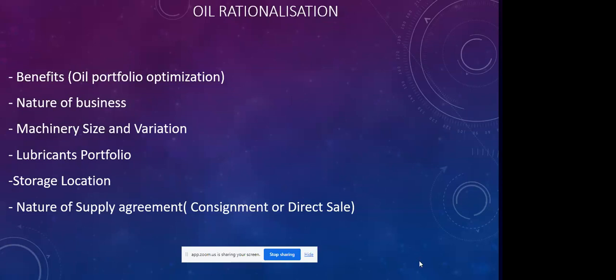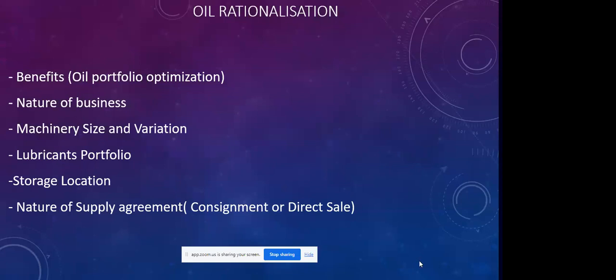If you are not doing rationalization, then what it means is that you are likely to be dealing with different suppliers for different specifications. Issues of storage space will also become a problem. If you are not doing rationalization, then there's also a high possibility of contamination and cross contamination. In doing rationalization, you have to look at the nature of your business. A business that predisposes you to a huge variety of OEMs, then rationalization is important.